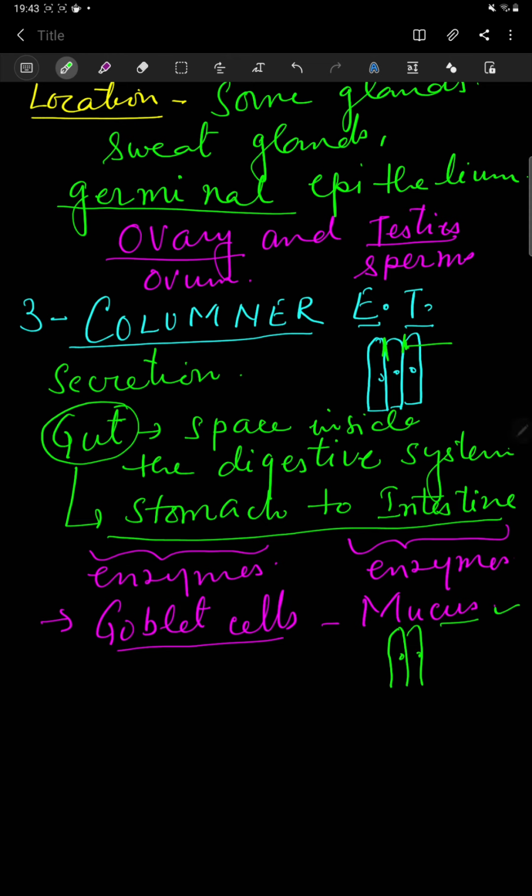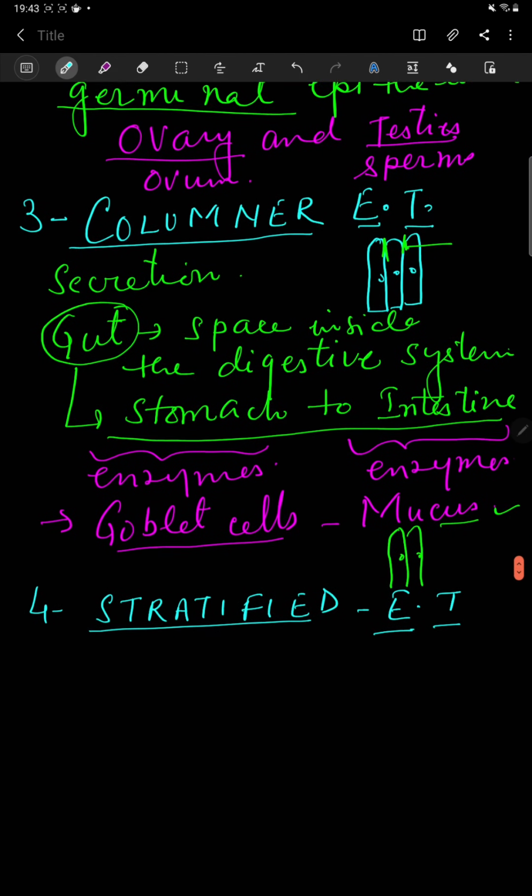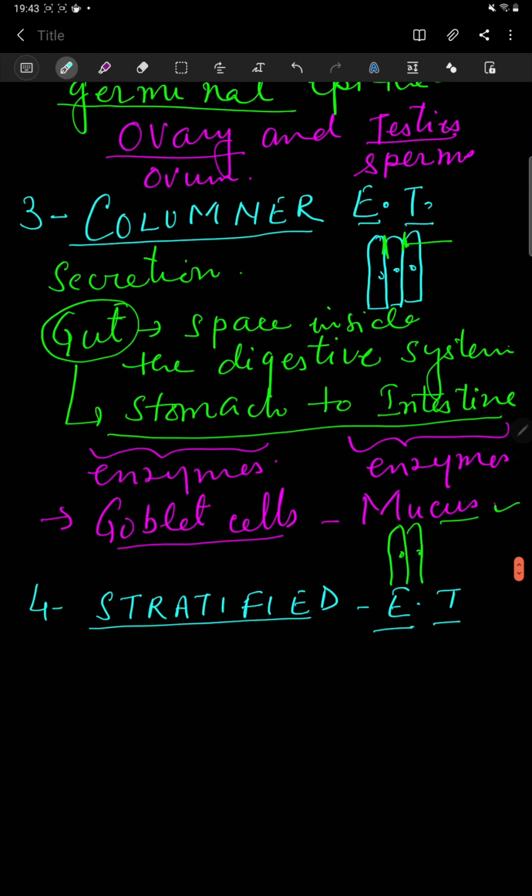The fourth one, the fourth type, what I am going to tell you, another word with the term which is taken from your geography, that is termed as stratified. Stratified epithelial tissue, again E.T, epithelial tissue. What does strata mean? Strata means layers, multi-layered things, made up of more than one layer we can say.